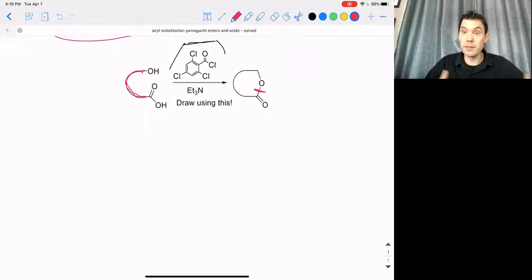Hopefully you have a good idea of the mechanism. Maybe you had an opportunity to search the Yamaguchi reagent on Wikipedia or organicchemistryportal.com in the meantime. And what I would encourage you to do is to look those up after the fact if you haven't yet used those resources.